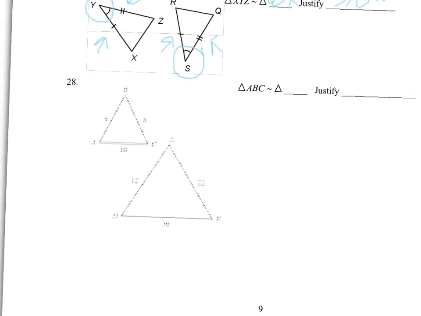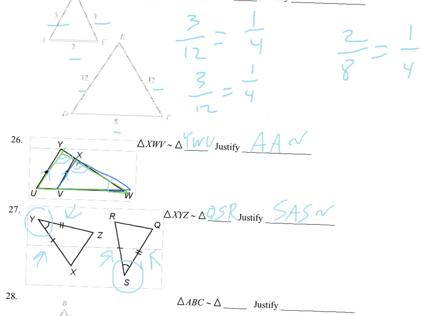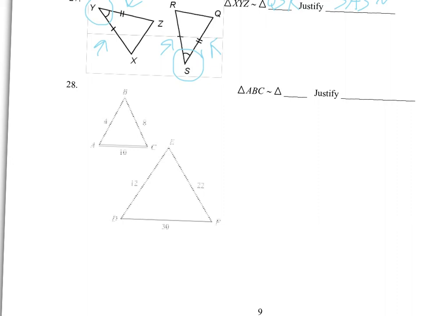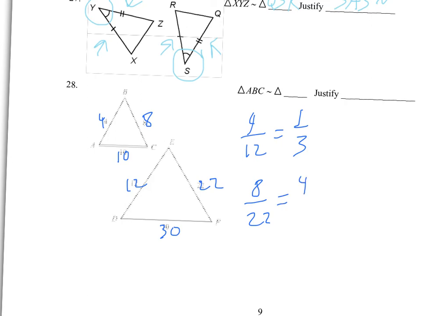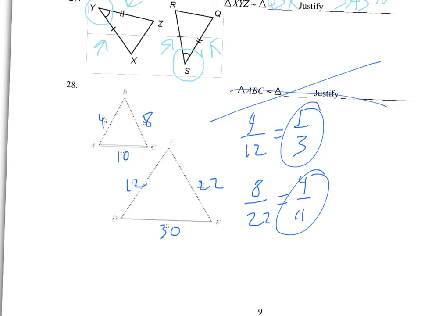Alright, and 28, it's going to be very similar to the one we did above. We've got numbers 4, 8, 10. Down here we have 12, 22, and 30. So 12 is the shortest side. We've got 4 over 12. That simplifies to 1/3. Then we've got 8 over 22, which simplifies to 4 over 11. Those two are not the same. That means these two triangles are not similar.